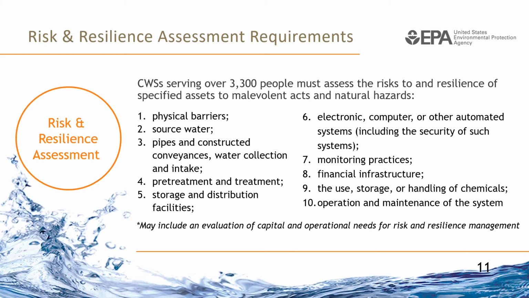And so here's my summary of steps to take for your risk and resilience assessment. Community water systems should develop or update their risk and resilience assessment according to these 10 requirements that are on the slide that are required by law. They must certify to EPA that they've done this by the deadline, maintain records of this assessment at your facility for 5 years, and then review and update if needed, and then recertify every 5 years.